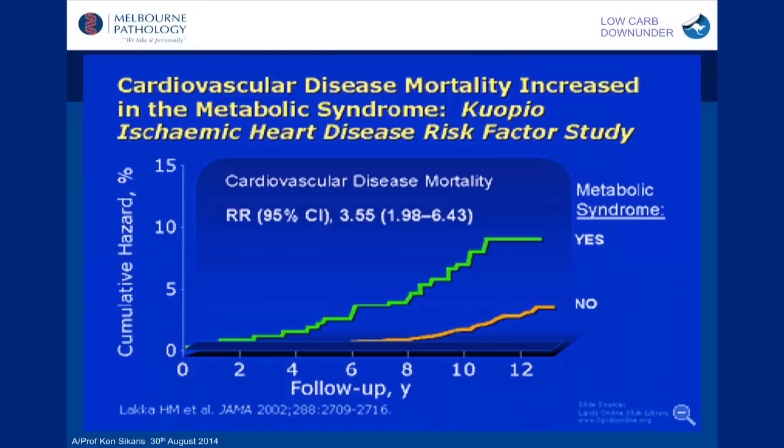If you have those four things, you are likely to die. This is the death, which is that immutable marker. So if you have metabolic syndrome, there's a 10% chance you're going to die in the next 10 years. So you can't really argue with the existence of the syndrome.